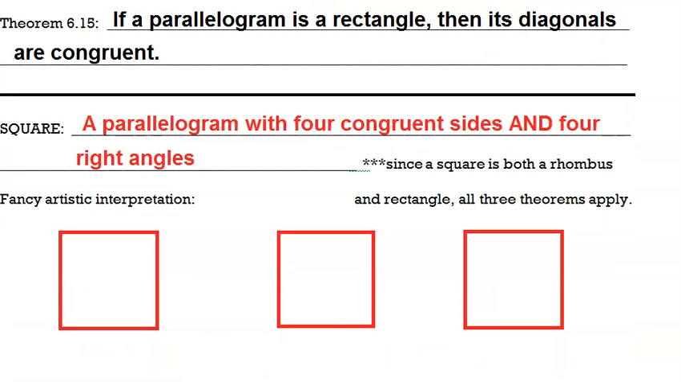Well, if a figure is a square, which, by the way, if you were to look at a drawing of a square, you should see that the 4 sides are congruent, and you should see that there are 4 right angles. So the first theorem we did today said that if a figure is a rhombus, then the diagonals are perpendicular. Well, a square is a rhombus, so the diagonals should be perpendicular.